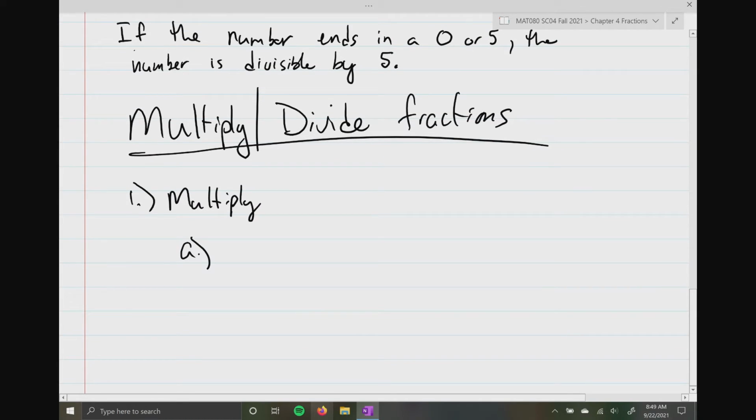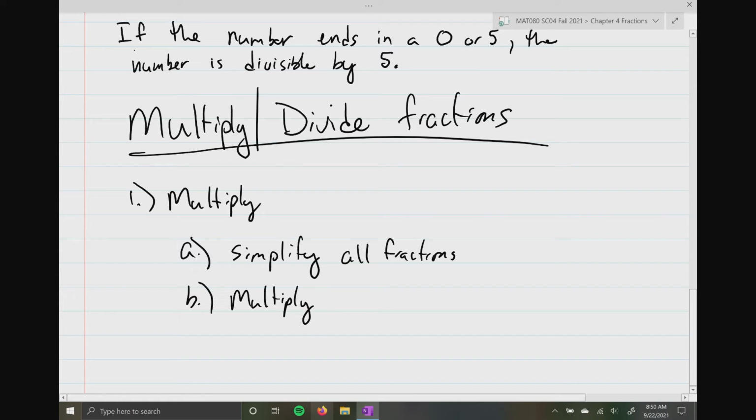A. Simplify all fractions. B. Multiply the leftovers from left to right. That's it. It's as hard as it gets. Let's not make this too difficult.